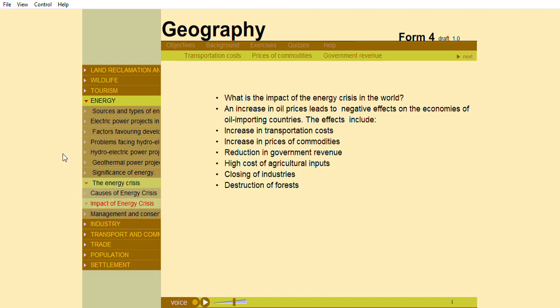What is the impact of the energy crisis in the world? An increase in oil prices leads to negative effects on the economies of oil importing countries. The effects include increase in transportation costs, increase in prices of commodities, reduction in government revenue, high cost of agricultural inputs, and closing of industries.